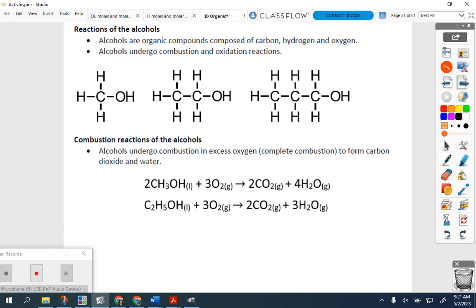There is a formula. I'll see if I can find a good site that talks about the formula for complete combustion and post it for the balancing. But I just find it easier to do the balancing by hand. But I'll try to find that formula and post it for you. Okay, so we can combust alcohols. That's the easy part. It's just like combustion of the alkanes. The other type of reaction that you need to know about for the alcohols is what's called oxidation reactions.